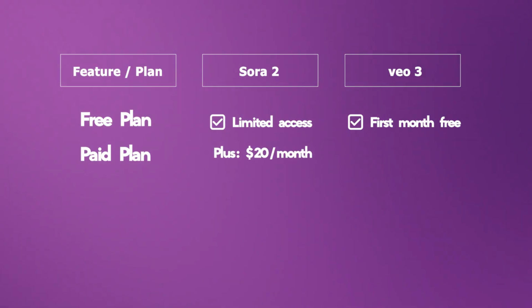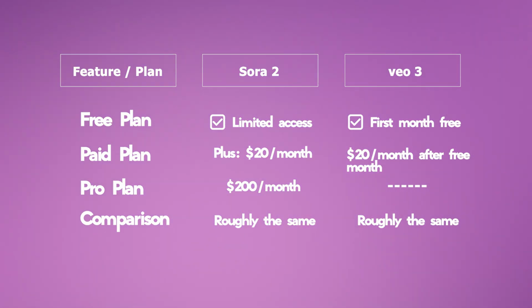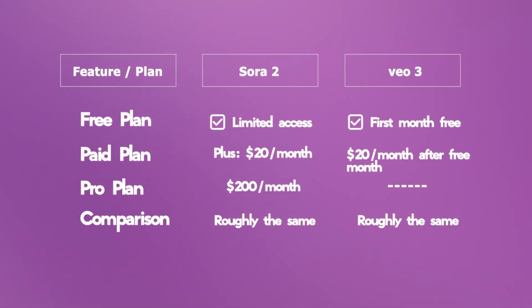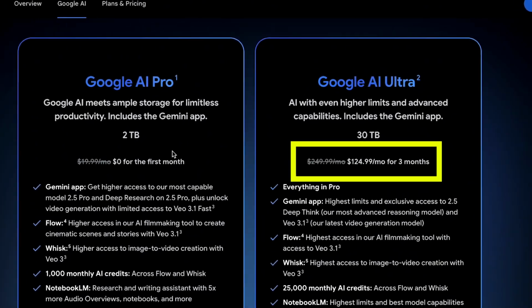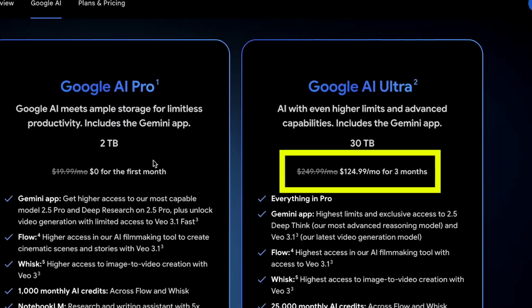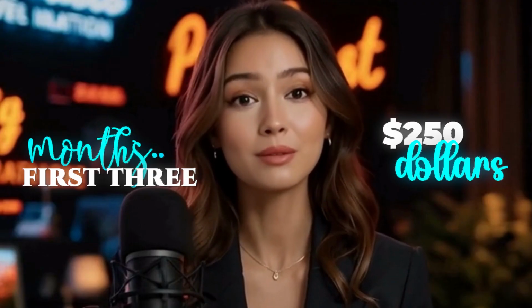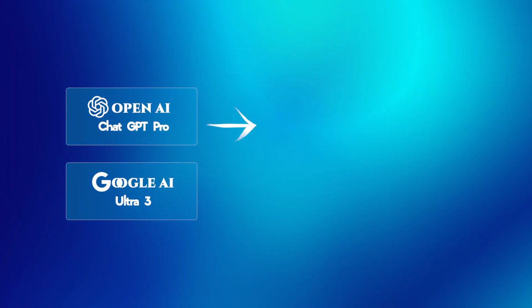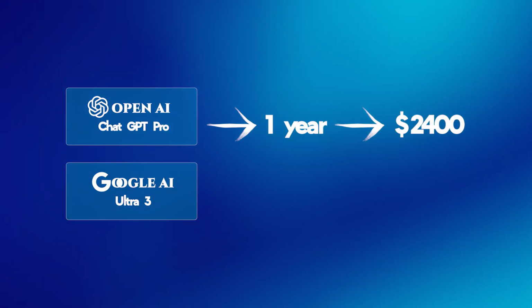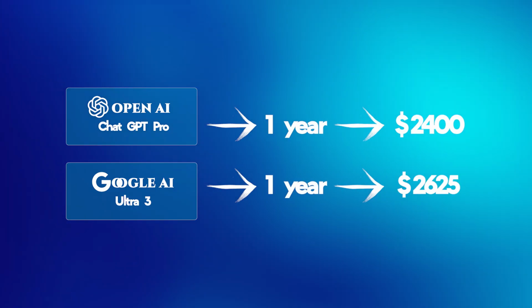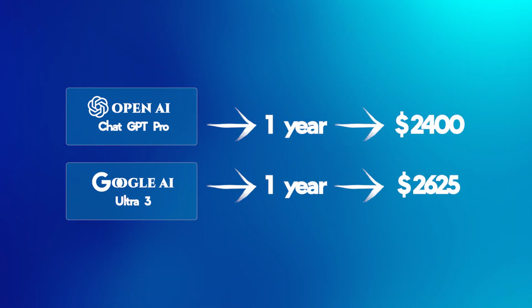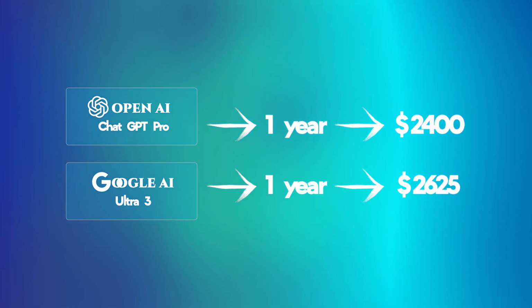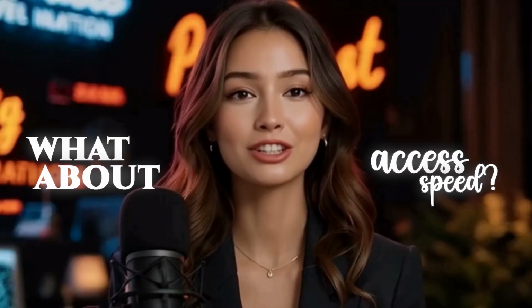So, access-wise, both Sora 2 and VEO 3 are roughly the same price. And then there is Google AI Ultra, which would cost about $125 per month for the first 3 months, and then $250 a month afterwards. This means that in the first year, if you were to go with ChatGPT Pro, you will be spending $2,400 a year versus Google AI Ultra, where you'll be paying $2,625 a year. But what about access speed?